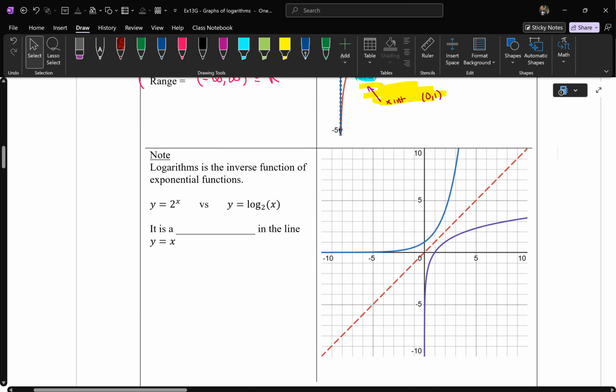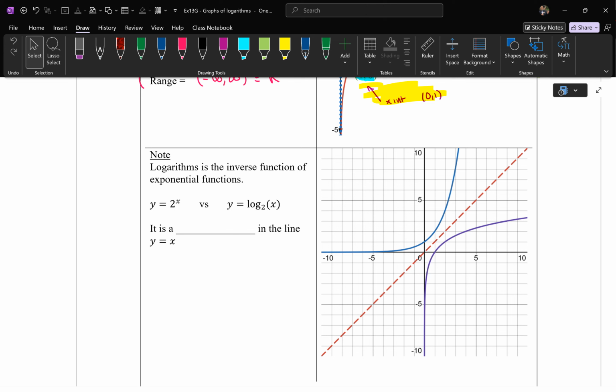Here we go. This is just me trying to remind you when you do it on Desmos why it is actually a reflection in that line. It's like the mirror is on the y equals x line, because every x value becomes y and every y value becomes x. So essentially they swap position. That's why it goes like that.